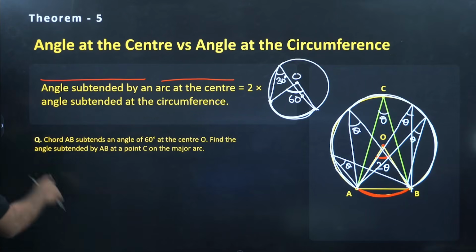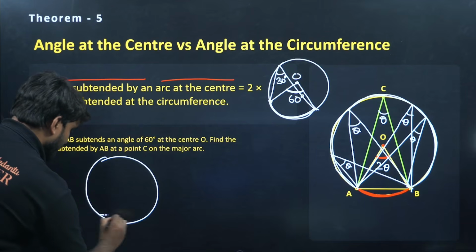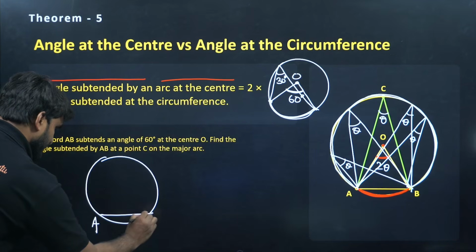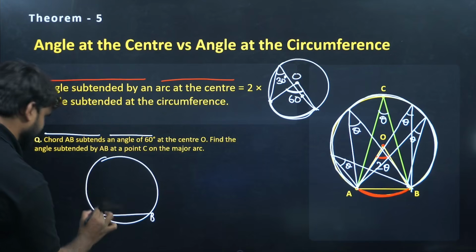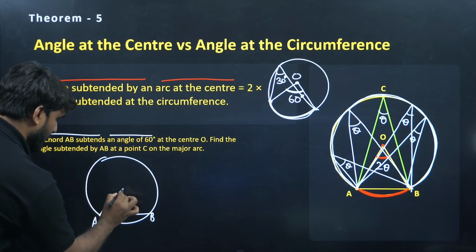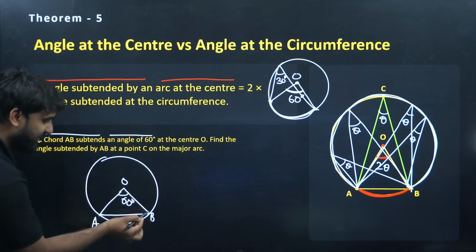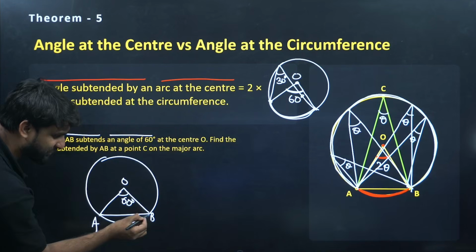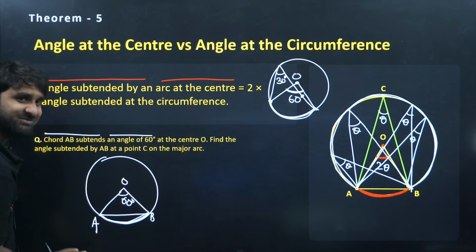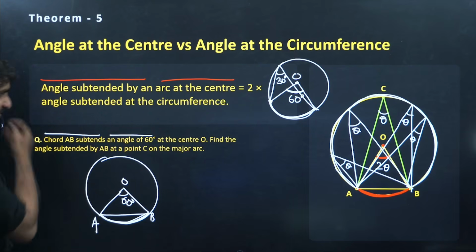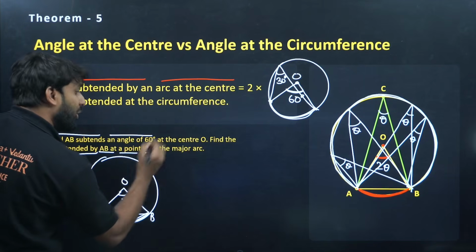Look at the question, chord AB. So let's draw the diagram here. This is chord AB. Chord AB subtends an angle of 60 degrees at the center. Perfect. If this chord is making 60 degrees, it implies that the arc is also making 60 degrees. Find the angle subtended by AB at a point C on the major arc.